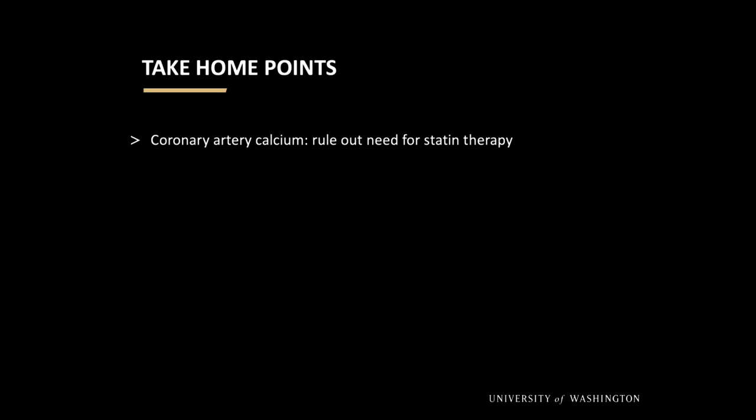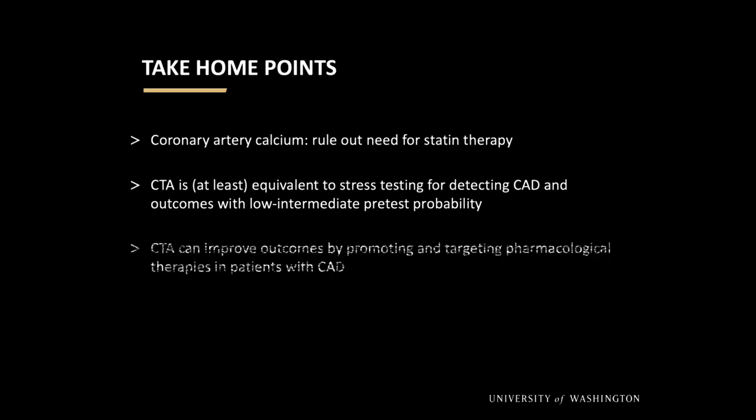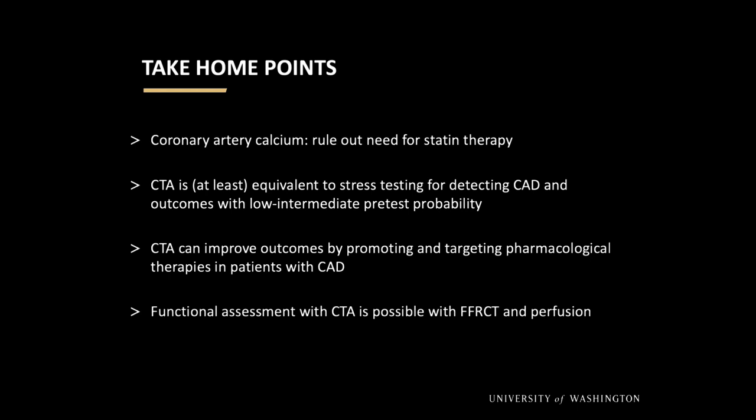So my take-home points: coronary calcium, I think you can think of it as really a strong negative predictive value and being able to rule out statin therapy. And I think based off the PROMISE data, we can start to think of CTA being at least equivalent to stress testing for detecting coronary artery disease and having similar outcomes with low intermediate risk patients. And I think CTA, if it can improve outcomes, it's going to be by promoting and targeting medical therapies to patients that actually have coronary artery disease. And as I said, I think functional assessment with CTA is possible with FFR CT and perfusion, but we're not there yet. And we'll see what the next few years will bring us.